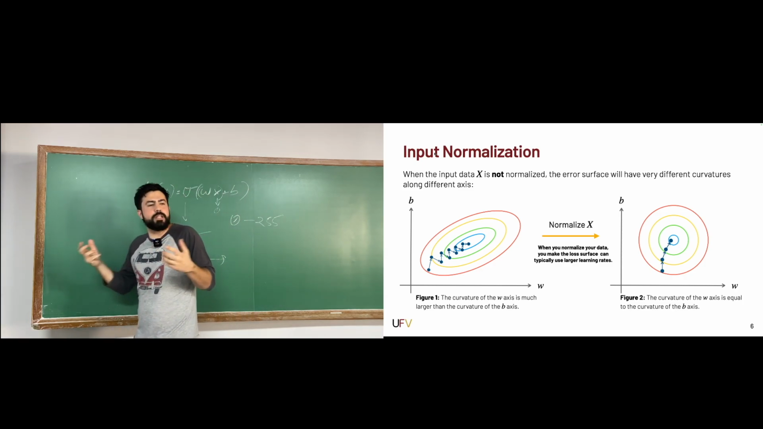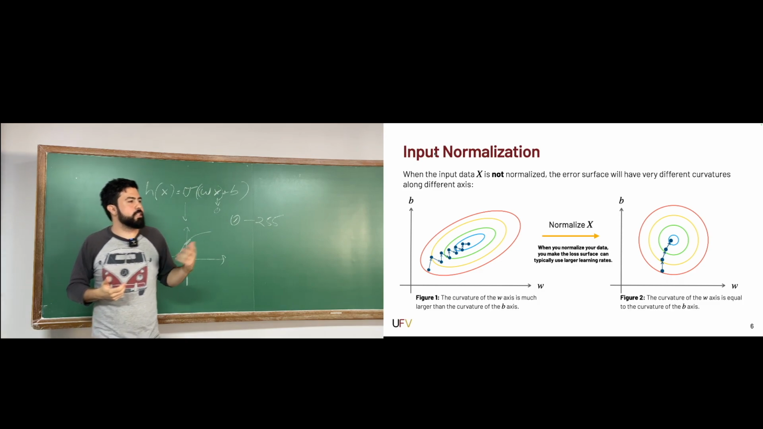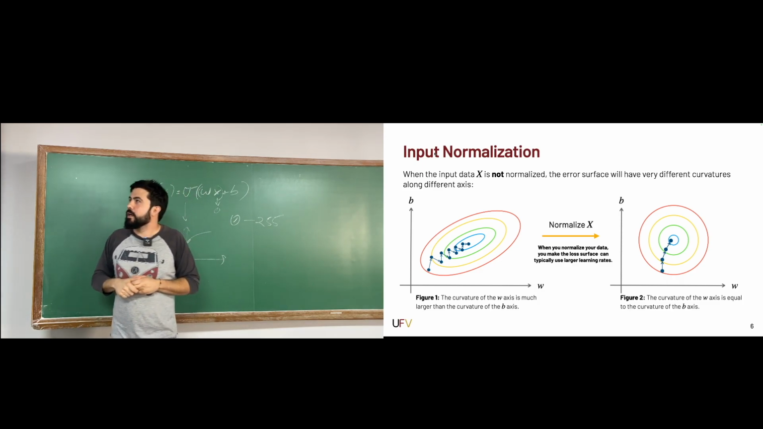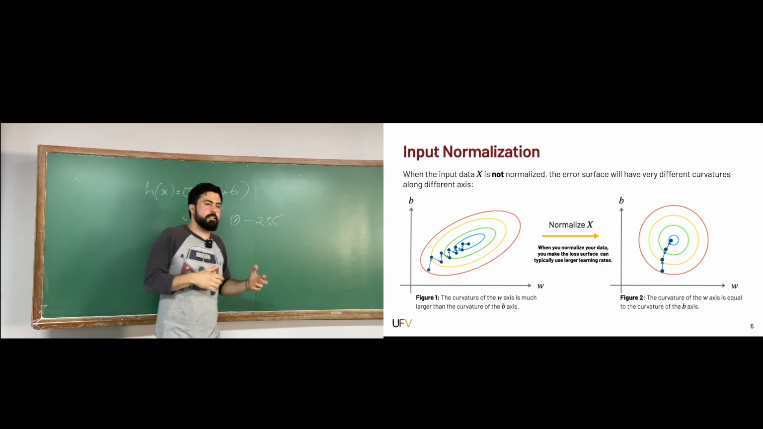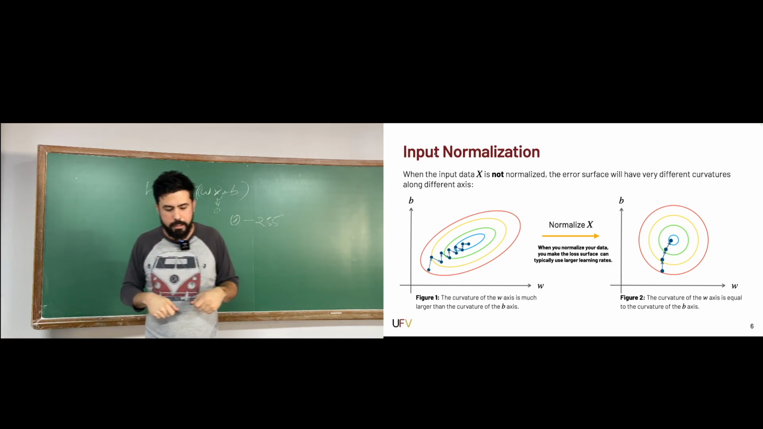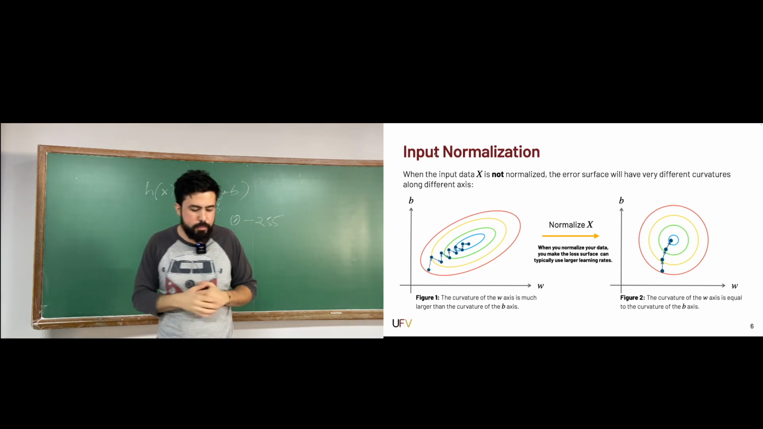And you can see that in practice. You can do that experiment yourself. Okay? Try to minimize a loss function when your data is not normalized, and then normalize it and see how you can change the learning rate yourself. Okay? But that's what you get when you normalize your data.